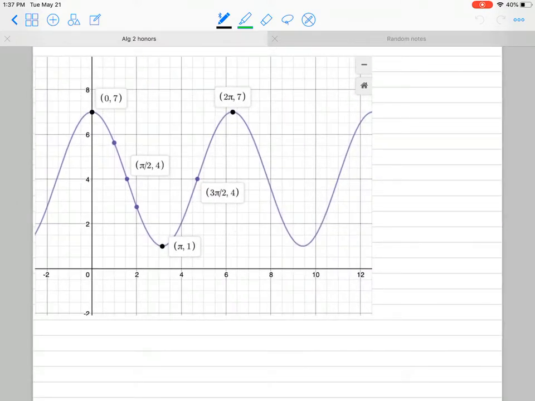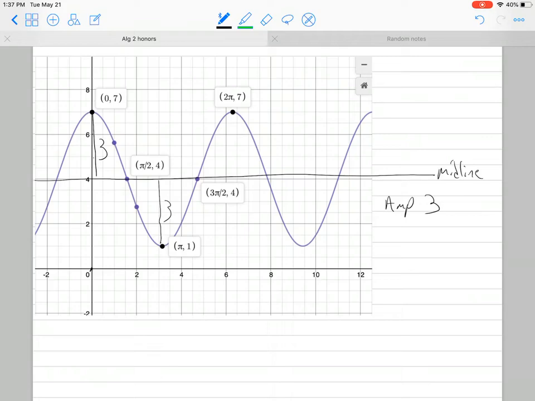So I'm looking here, and I'm seeing if this is 0, I'm looking like a midline is right here, right about 4. So midline is 4. My amplitude 5, 6, 7. My amplitude is 3 that way. 1, 2, 3 this way as well. So my amplitude is 3.